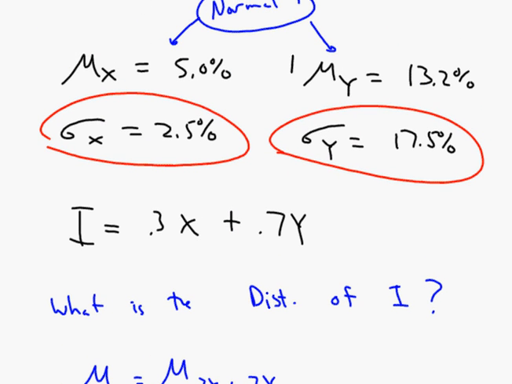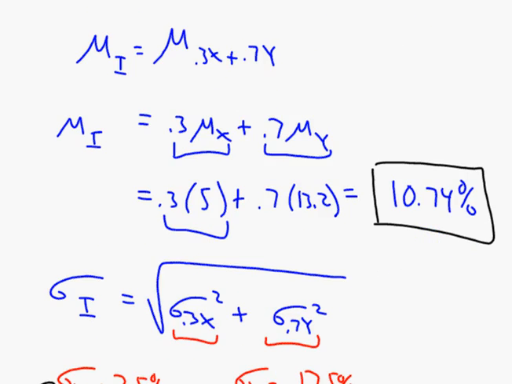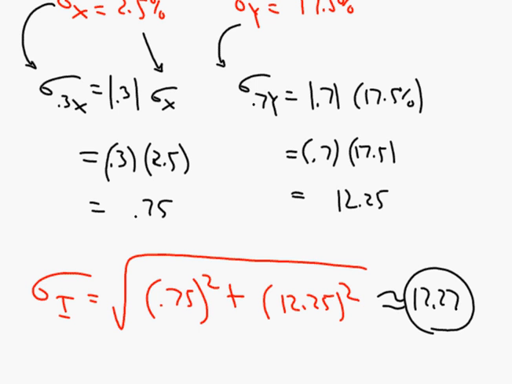If we had just invested in Y, we would have had a return of 13.2% on average. But Y's standard deviation is really big, it's 17.5%. But this new standard deviation, notice how it's a little bit smaller. It's 12.27%. So even though we have a lower mean, we also have a lower standard deviation.